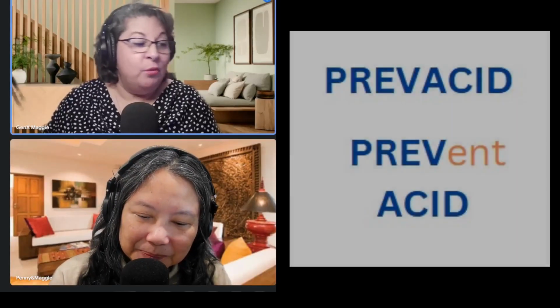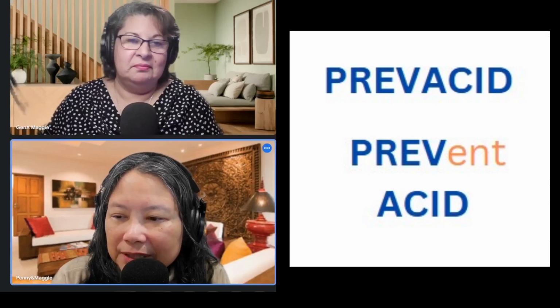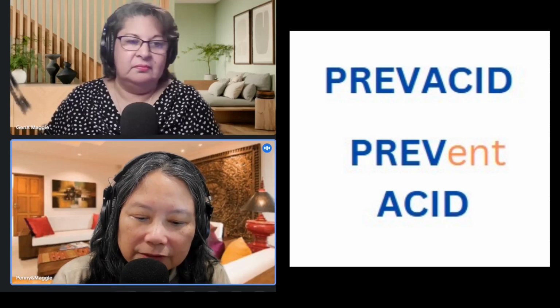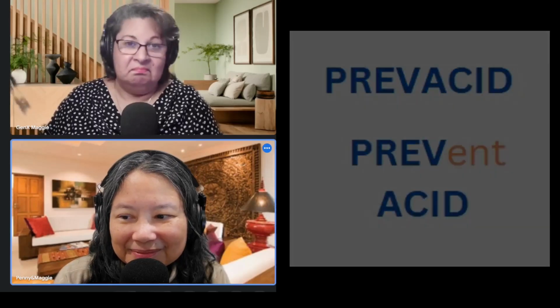Okay, Prevacid. This is an over the counter medication. It stops stomach acid. So it's from prevent, prevent acid. All right.